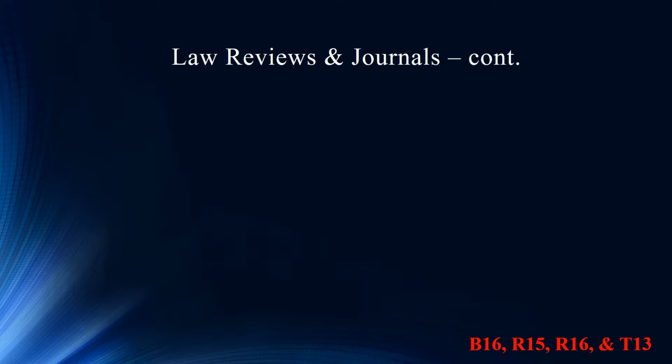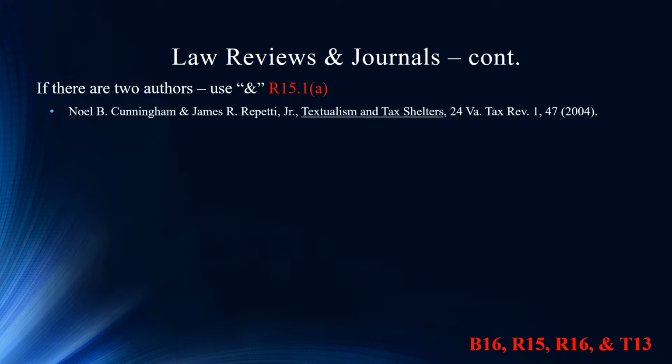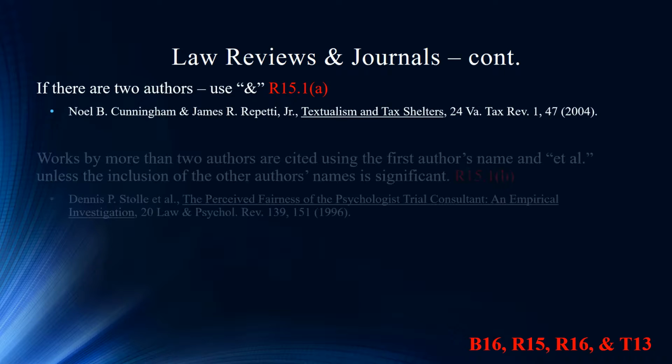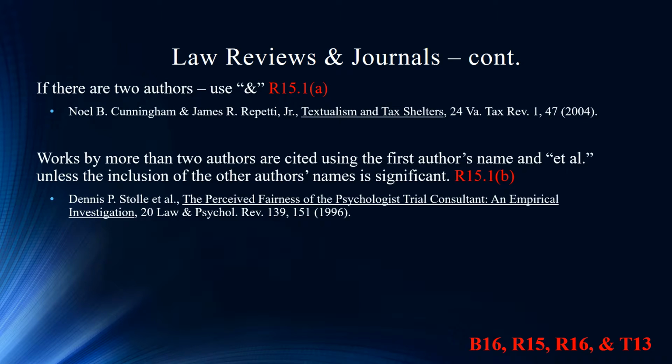If there are two authors in a publication, use the AND symbol per Rule 15.1 sub A. Works with more than two authors are cited using the first author's name and et al., unless the inclusion of the other authors' names is significant. This is per Rule 15.1 sub B.